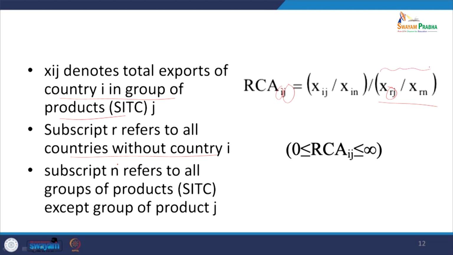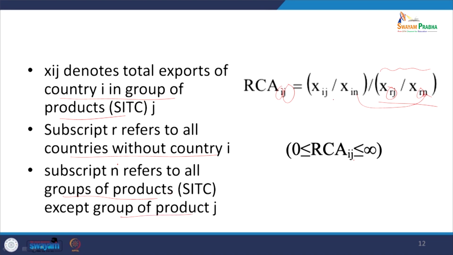Now, Xi stands for the particular country. Subscript R refers to the other countries. N refers to all groups of products, that is, N stands for all groups of products except group of products J.